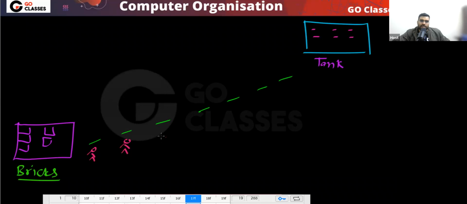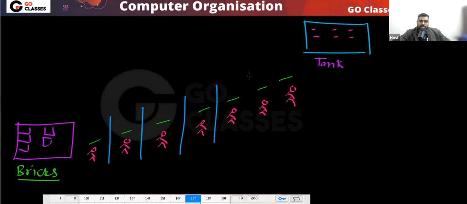So basically you are dividing your hardware. You can consider these people as hardware. You are dividing your hardware like this, and like this. Now you tell me how much time it will take. Again 20 bricks: to bring 20 bricks, how much time will it take now?